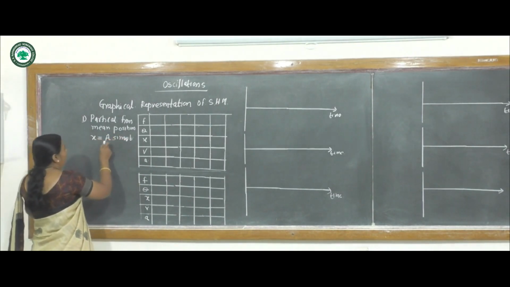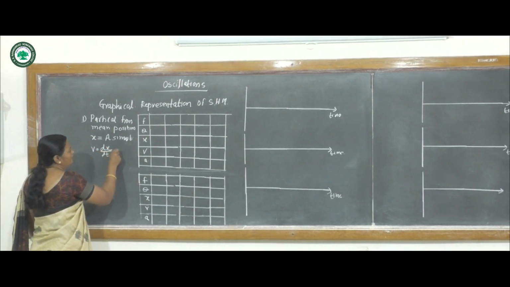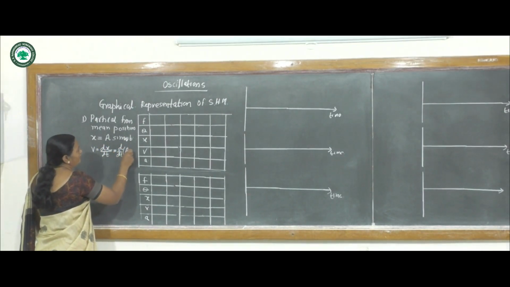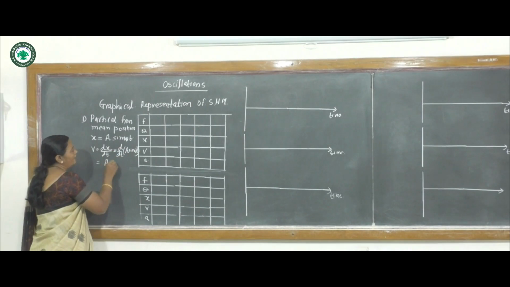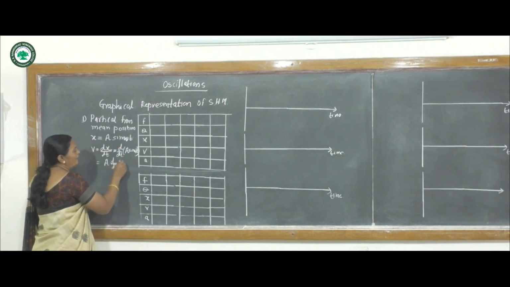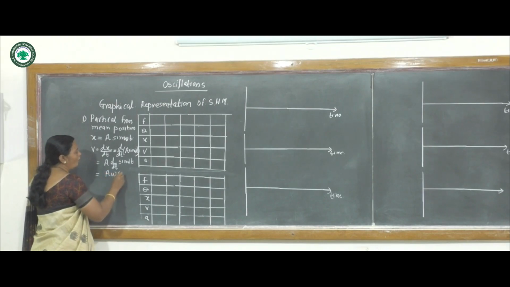Therefore we find the velocity. It is the rate of change of displacement, that is d by dt of a sine omega t. Here a is constant and the derivative of sine omega t is omega cos omega t. Therefore it is a omega cos omega t.